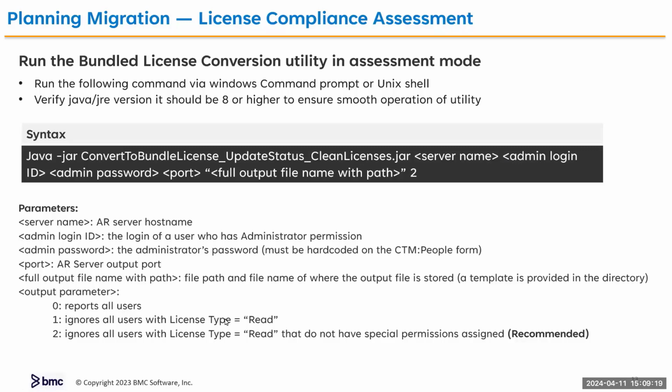So for example, if I have like 500K users in my system, if you pass parameter zero, it will retrieve all the users irrespective of whether they have read license or write license or floating license or no license. If you choose one, it ignores all the users with license type read. So our recommendation is two, because there might be other users with the viewer permissions. So the utility actually works on users with fixed and floating license.